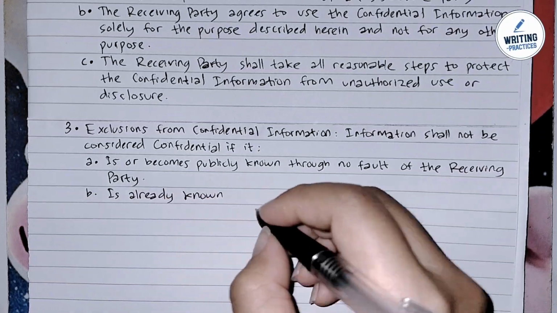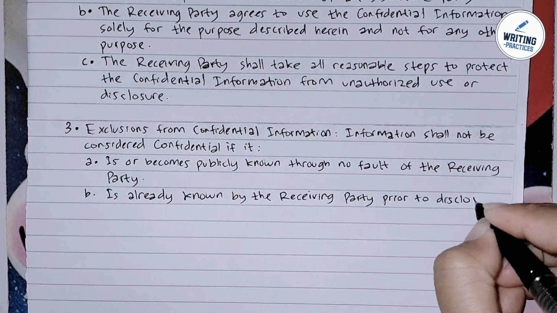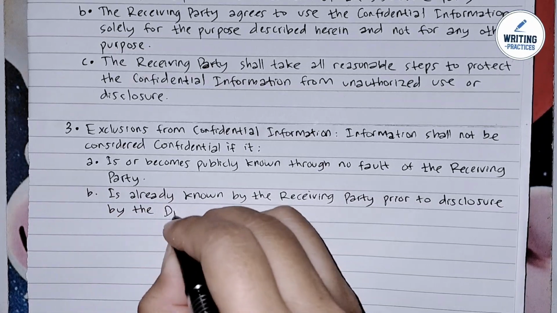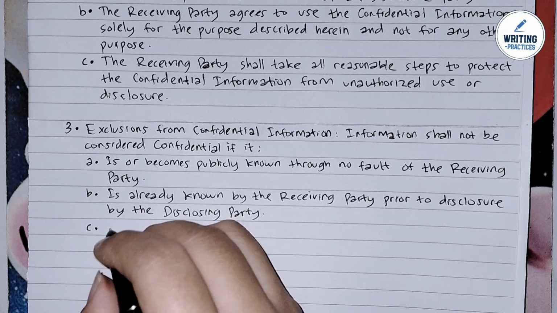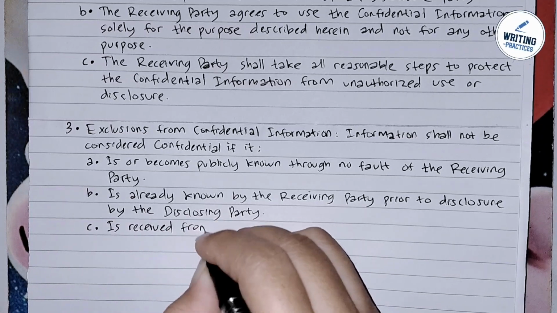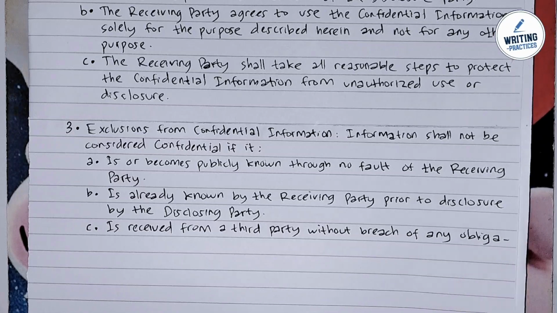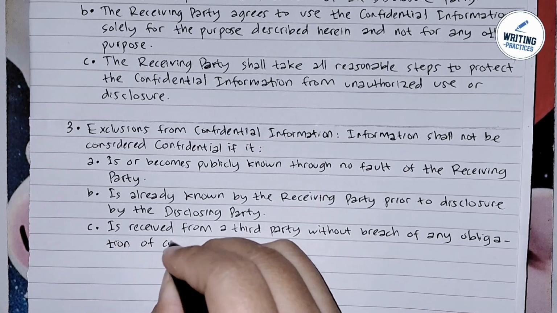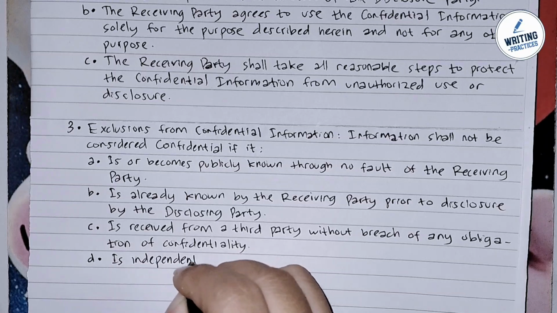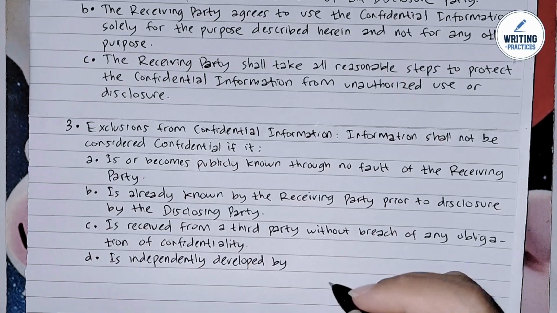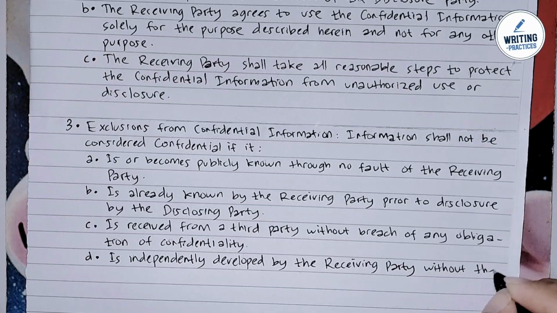3. Exclusions from confidential information. Information shall not be considered confidential if it, point A, is or becomes publicly known, through no fault of the receiving party. Point B, is already known by the receiving party, prior to disclosure by the disclosing party. Point C, is received from a third party, without breach of any obligation of confidentiality. Point D, is independently developed by the receiving party, without the use of confidential information.